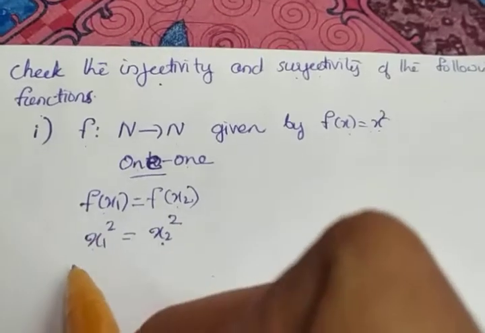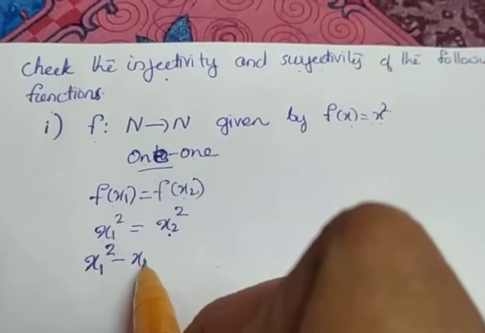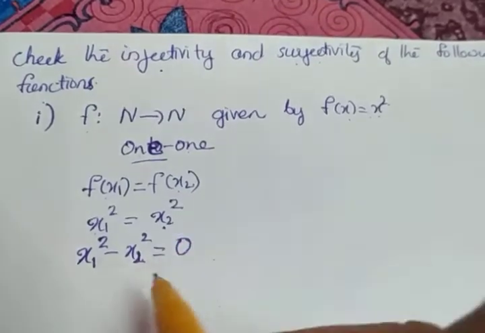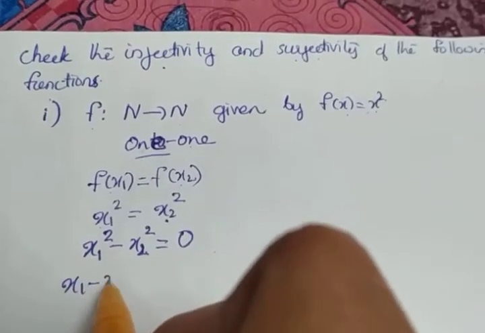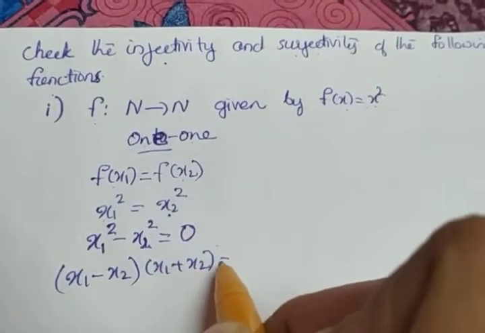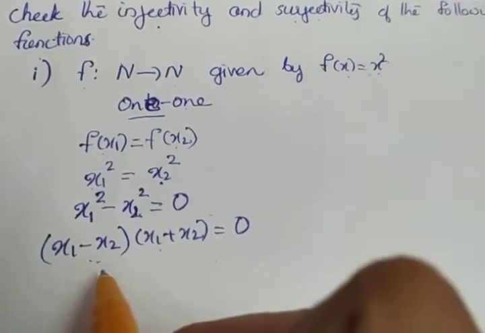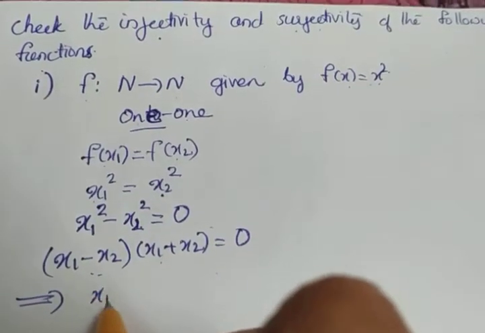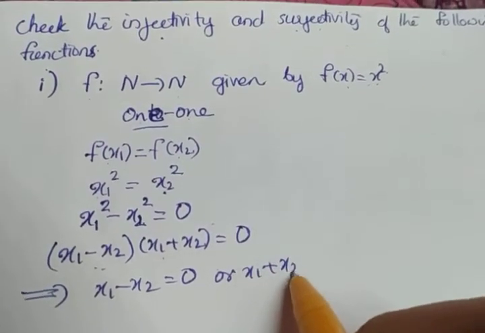What we have to do here is take x2 square to the left side. So we are getting x1 square minus x2 square is equal to 0. Now the left side is of the form a square minus b square, so factorize it: a minus b, that is x1 minus x2 into x1 plus x2 is equal to 0. Since the product of two terms is equal to 0, that must imply either x1 minus x2 equal to 0 or x1 plus x2 equal to 0.